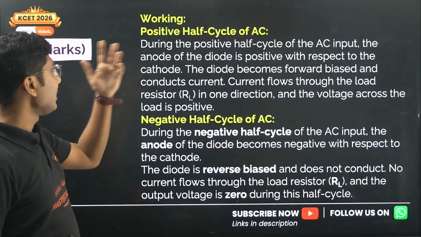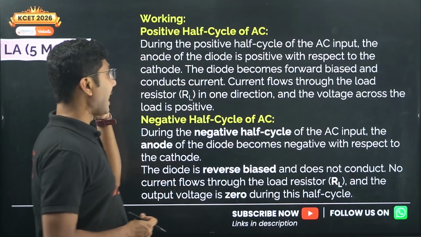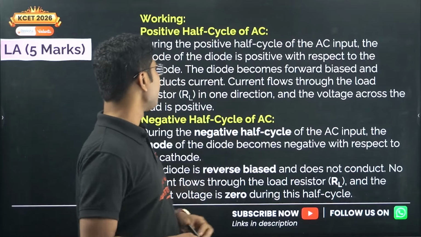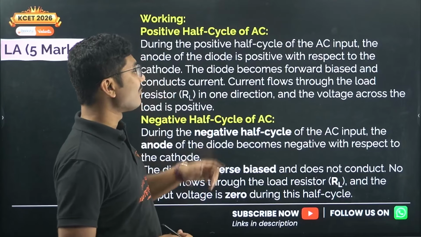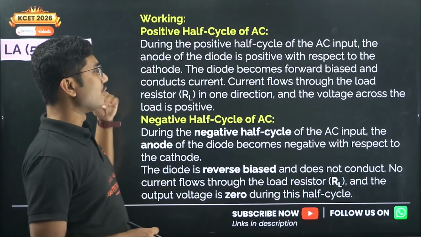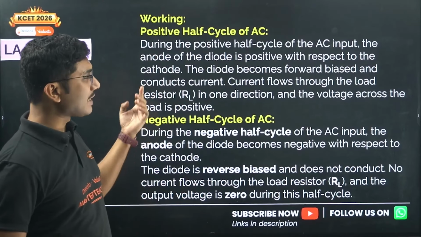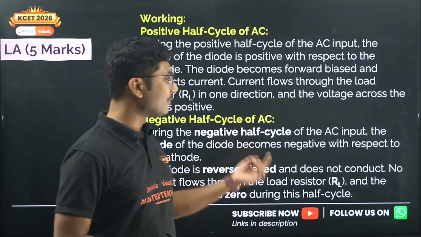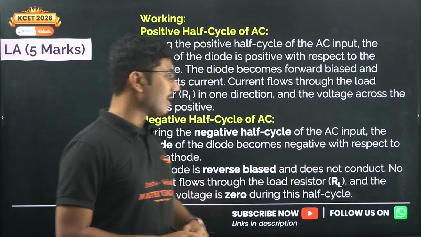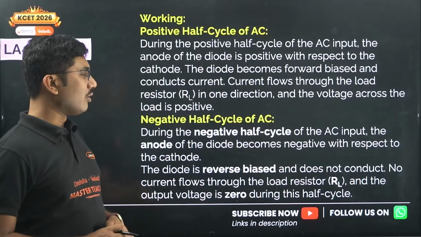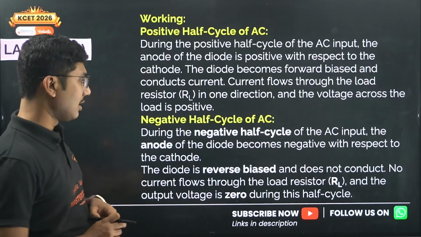Next, working. Positive half cycle of AC: during the positive half cycle of the AC input, the anode of the diode is positive with respect to the cathode. The diode becomes forward biased and conducts current. Current flows through the load resistance RL in one direction and the voltage across the load is positive. During the negative half cycle of the AC input, the anode of the diode becomes negative with respect to the cathode. The diode is reverse biased and does not conduct. No current flows through the load resistor RL and the output voltage is 0 during this half cycle.